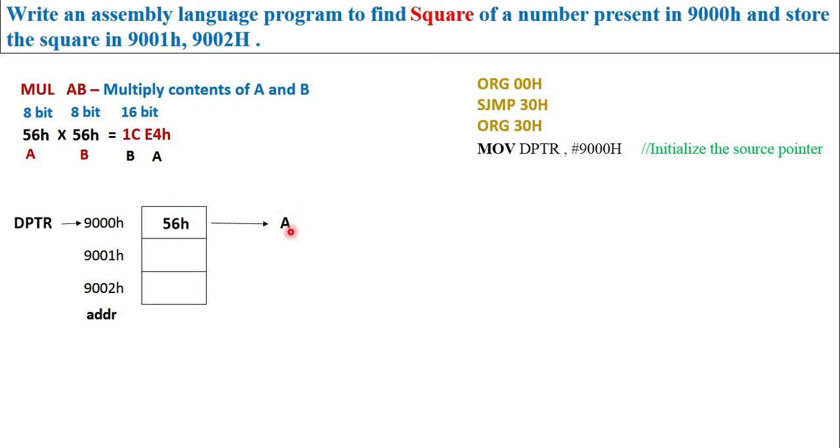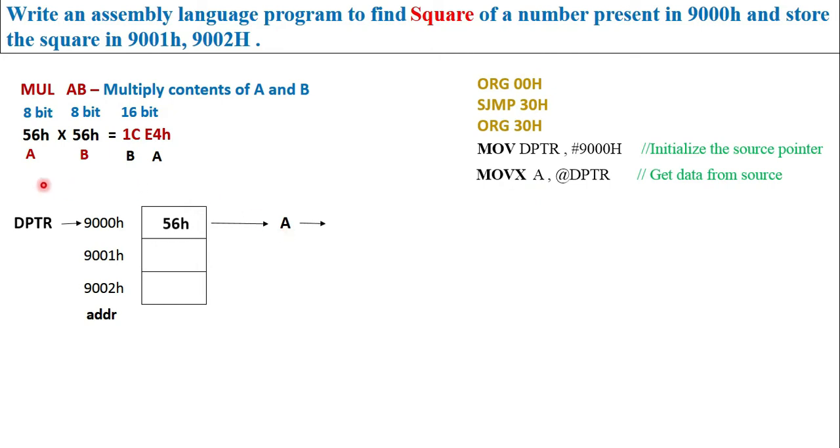The destination is accumulator and the source is the contents pointed by DPTR. The @ symbol means indirect addressing. So the instruction which fetches the data into accumulator is MOVX A, @DPTR. Copy the contents pointed by DPTR into accumulator. So now accumulator will have 56 after this instruction's execution.